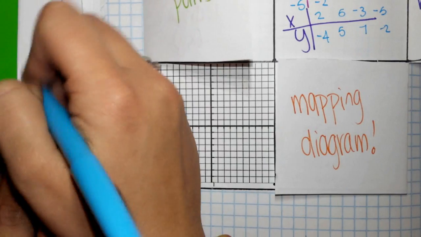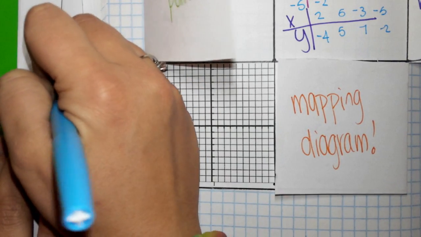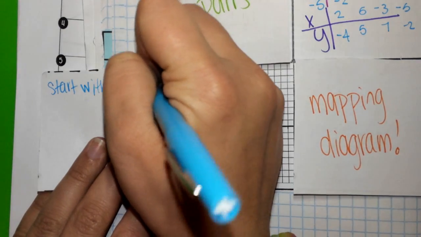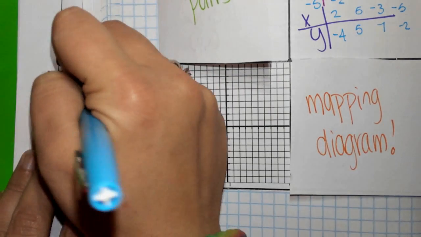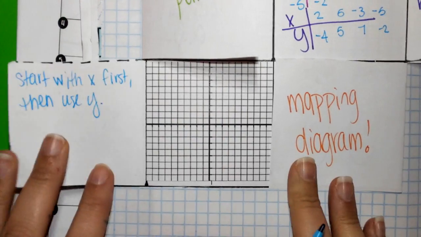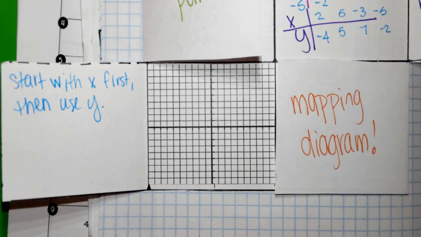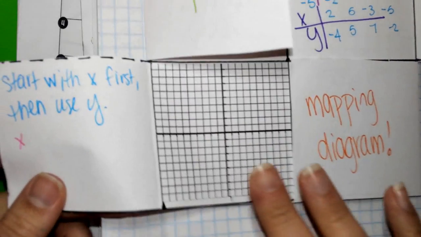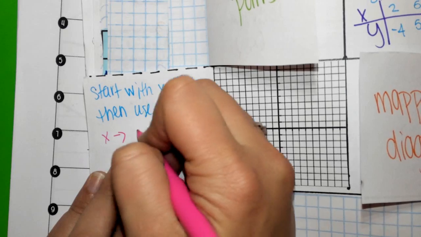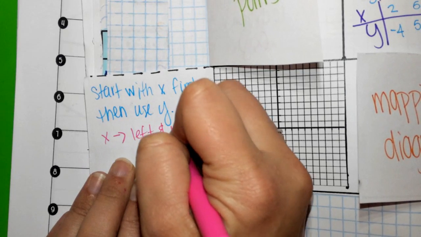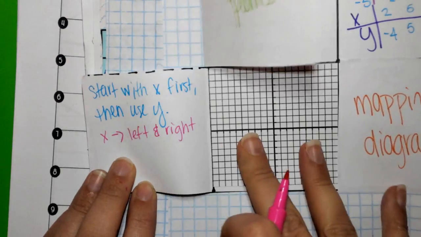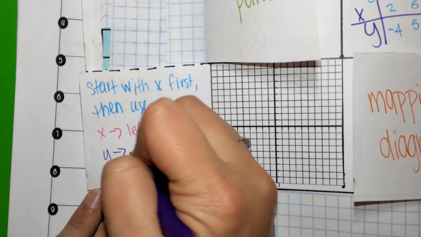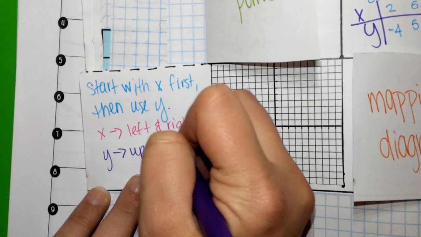Alright, so when you graph, start with X first, then use Y. X tells you to go left and right. And Y tells you to go up and down.